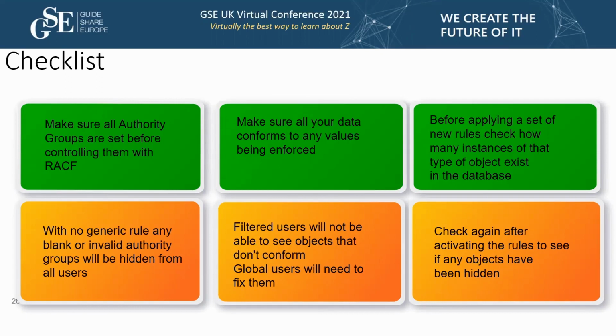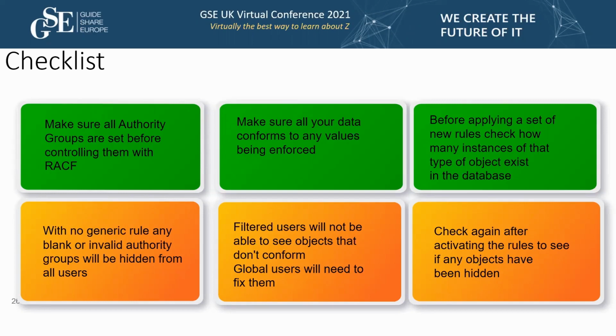Make sure all the data conforms to any values being enforced, because if you've got rules for AA, AB, BB, CC, and someone's got something in there that begins AD, and you don't have a rule for AD, and you don't have an AD asterisk rule, then nobody's going to be able to do anything with that application. So make sure that everything is sorted, named properly before you turn all this security on, because filtered users won't be able to see objects that don't conform. You'll have to get global users to be able to fix them for them.